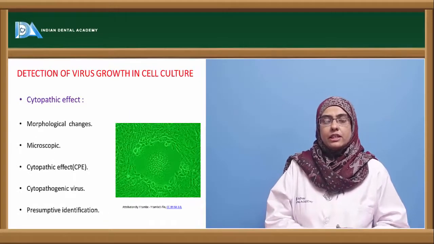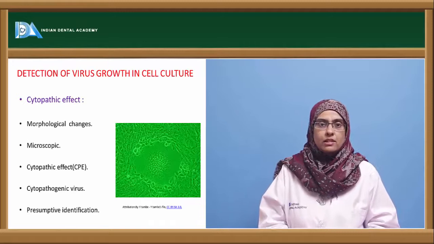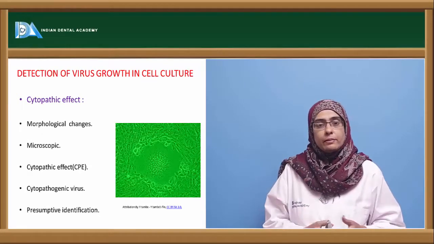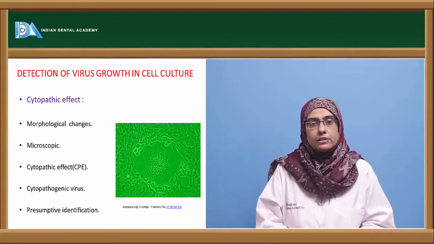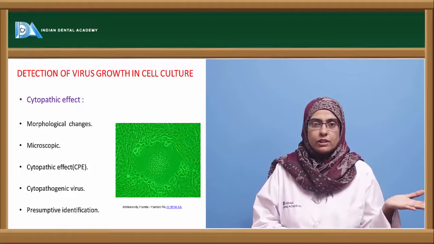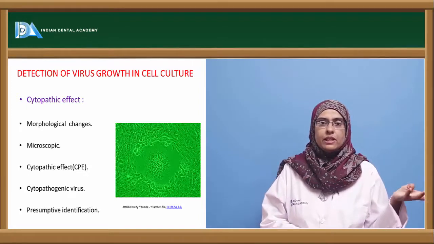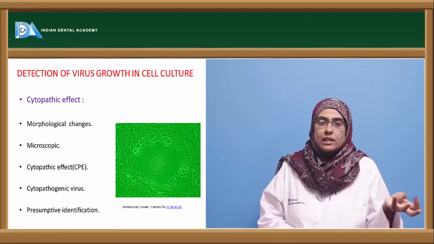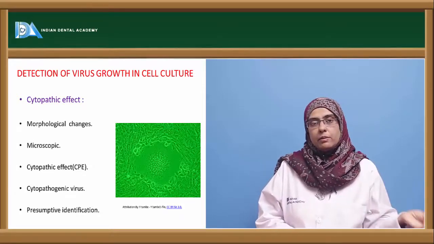Coming to the detection of virus growth in the cell culture, now we can easily grow the organism in the cell culture, but we should also have the ability to identify and detect the growth of the organism in the cell culture. In the case of animal inoculation, you can identify it either by the death of the organism or the formation of lesions in the organism, depending upon the viral infection.